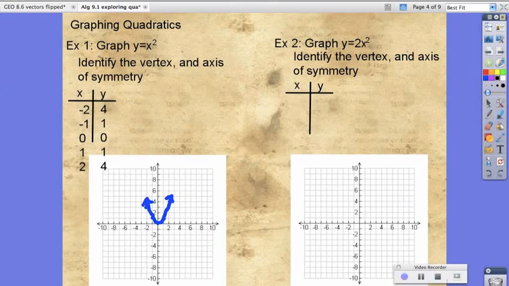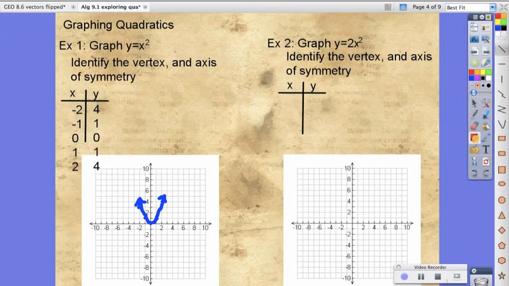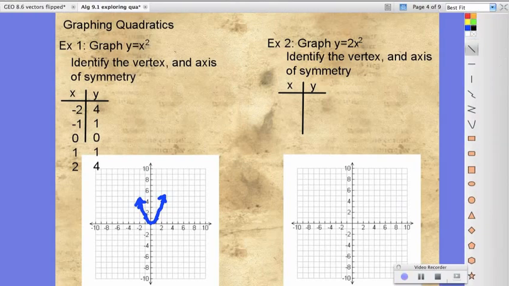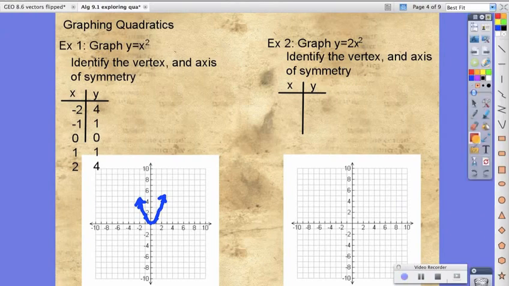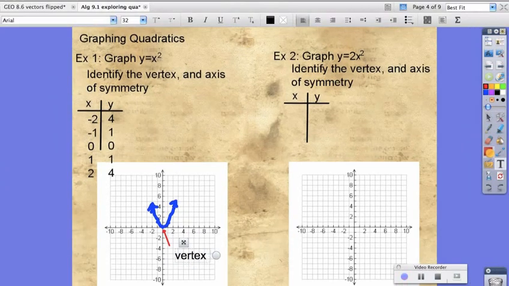Now, it says to identify the vertex. Now, the vertex here is going to be the point at the very, very bottom or the very, very top. So in this instance, we actually have our vertex right here. So our vertex is 0, 0.